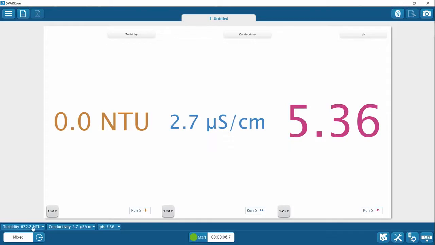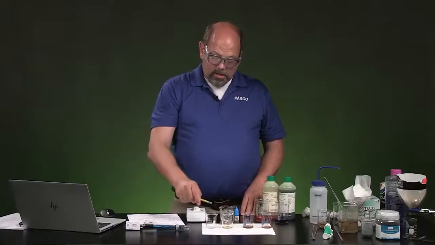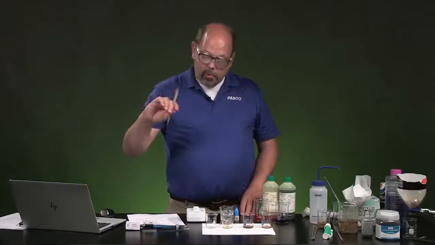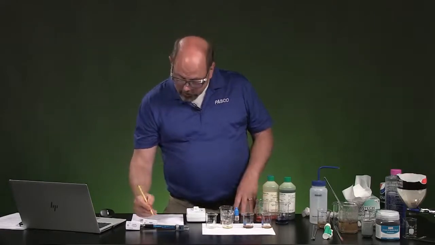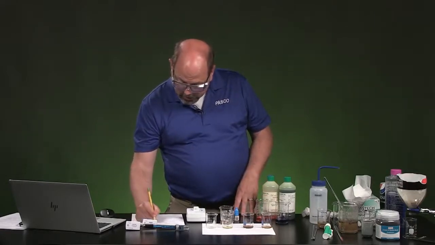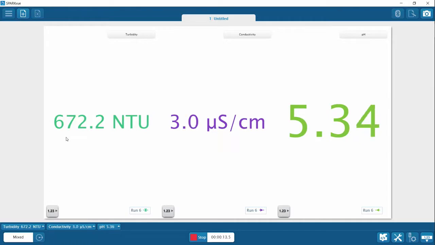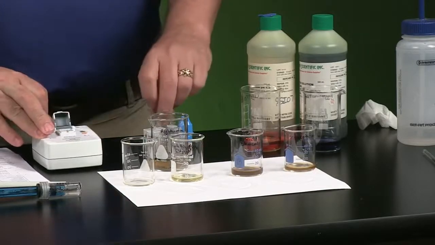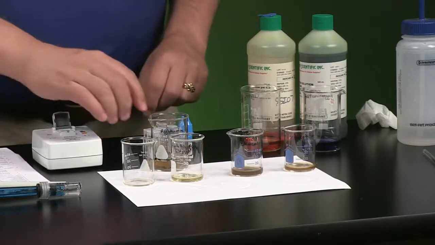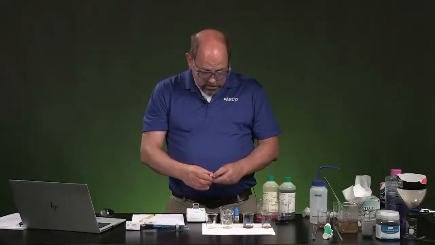And in the bottom corner, you can see the turbidity is reading, but I'm going to start so you can see what this value is. It's about 672 for the unfiltered, untreated water that was poured right through the filter. So that's this first one. Turbidity is 672.2.